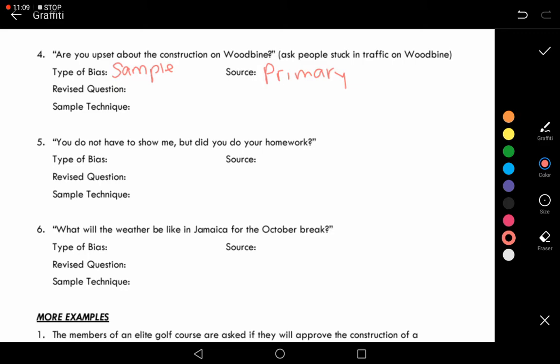If we were to revise this question, we would just want to ask other people. So you're going to open up your sample. Open up your sample size to include other people. Okay, and your sampling technique here, again, it doesn't really matter all that much, but you may want to try the systematic sampling. Okay, you can try that systematic.